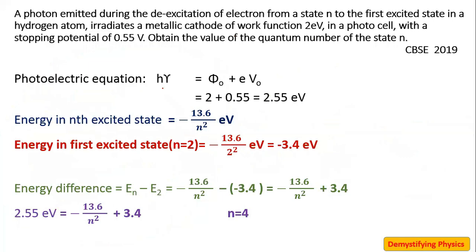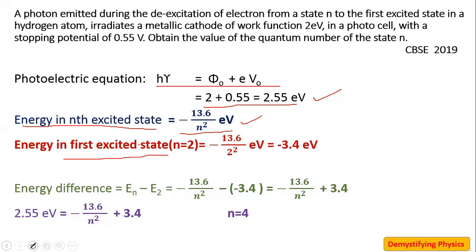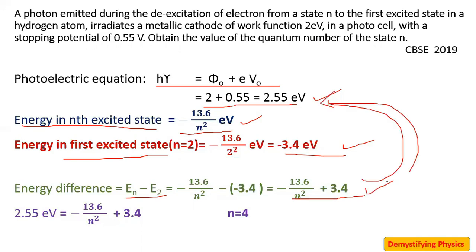So this is the photoelectric equation, Einstein's equation. h nu is equal to phi naught plus eV naught, 2 plus 0.55. Now the energy in the nth state. This is the formula for hydrogen. For the first excited state, that means n is equal to 2. Put n equal to 2 here. We get minus 3.4 electron volt. Energy difference, subtract the two energies. You will get this and then equate this with this equation. Equate these two and you will get n equal to 4.